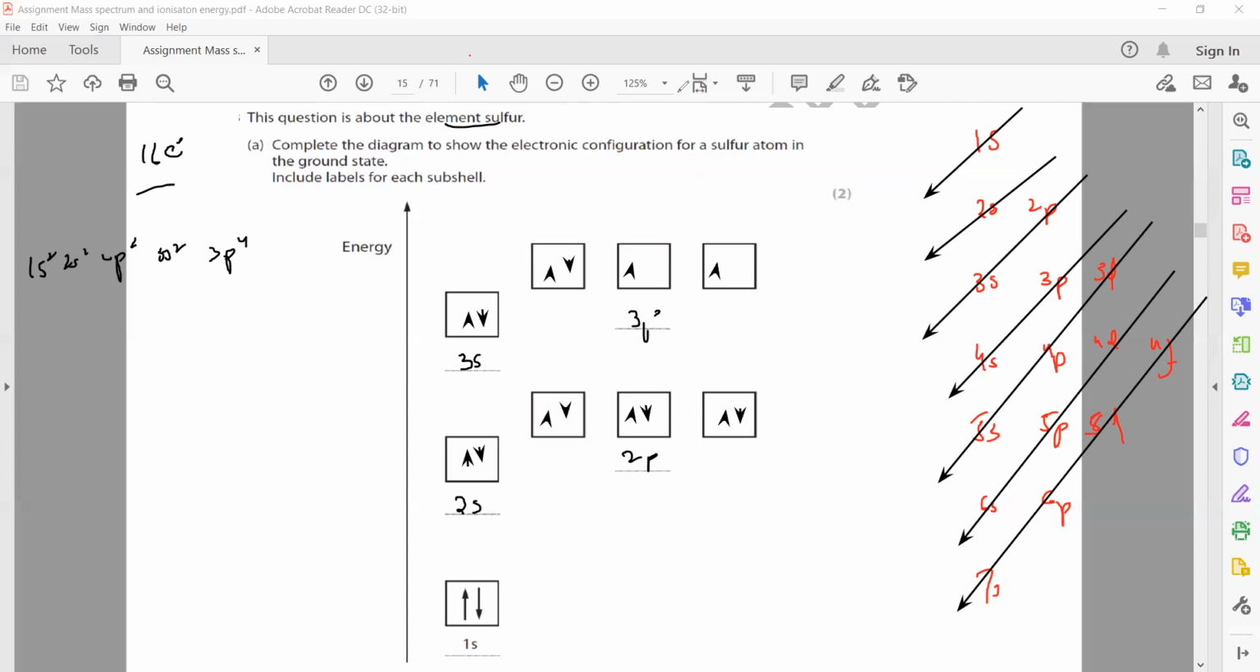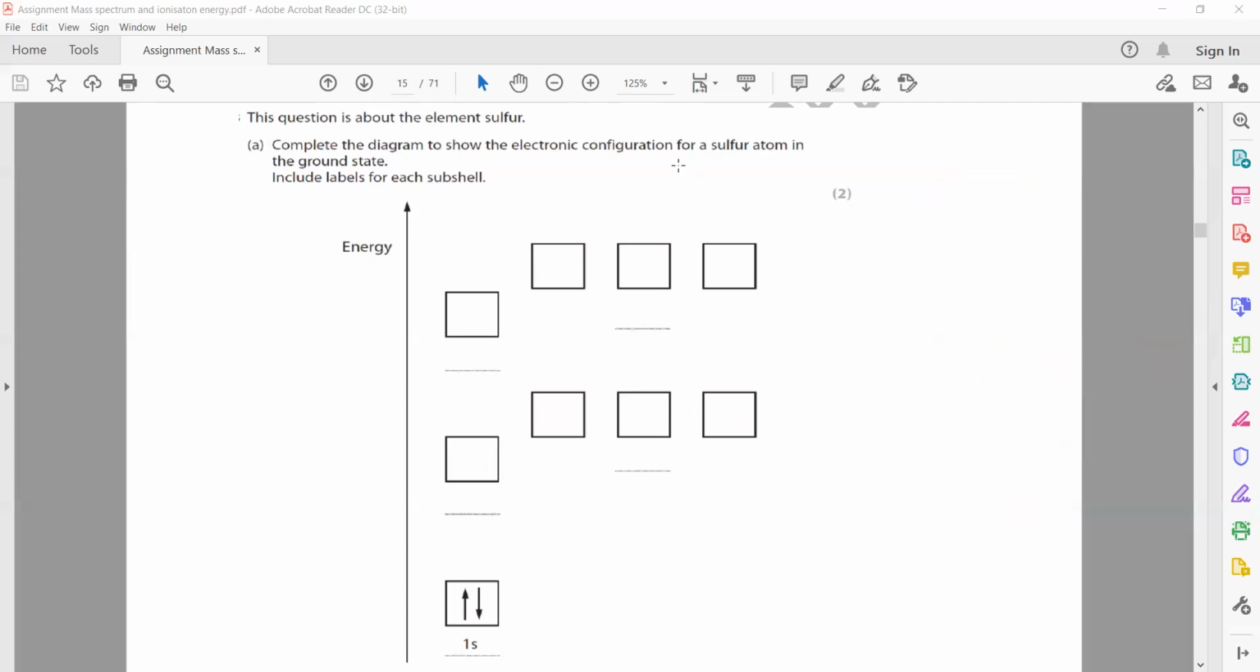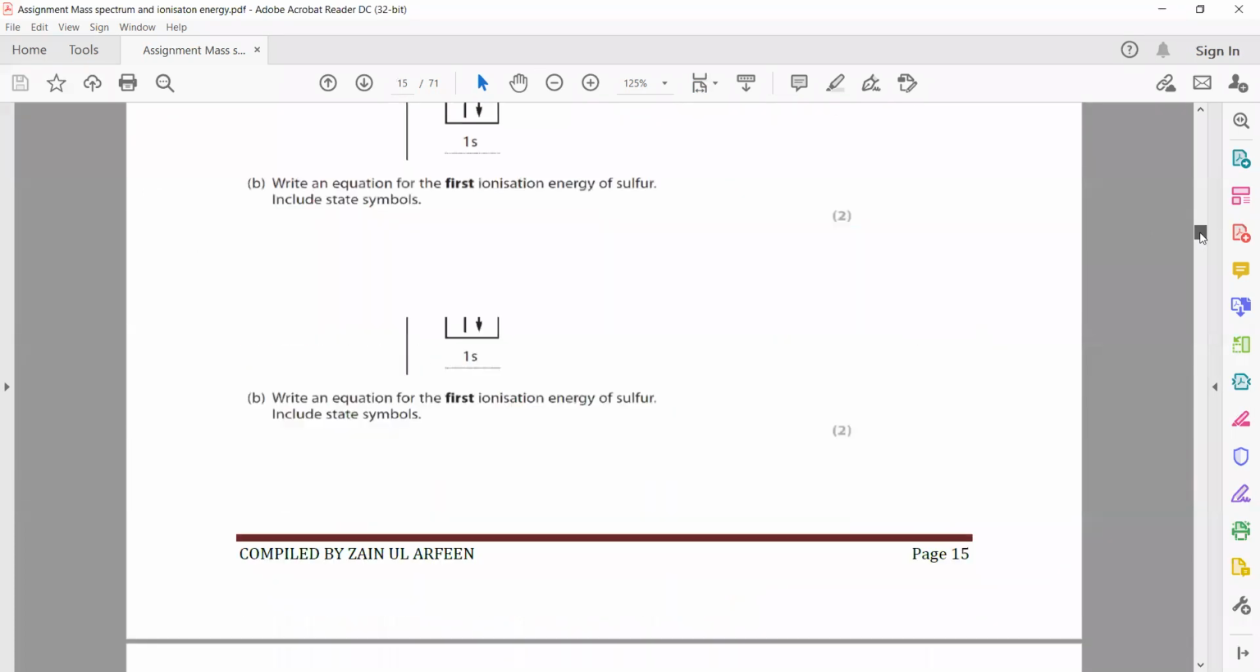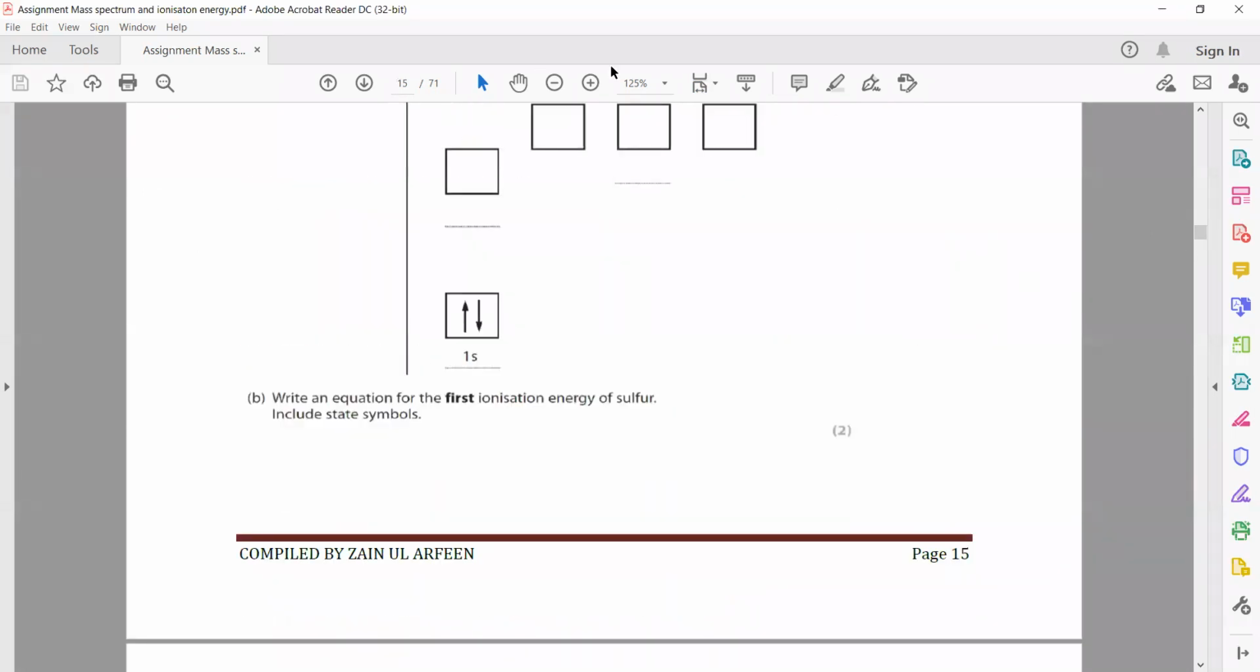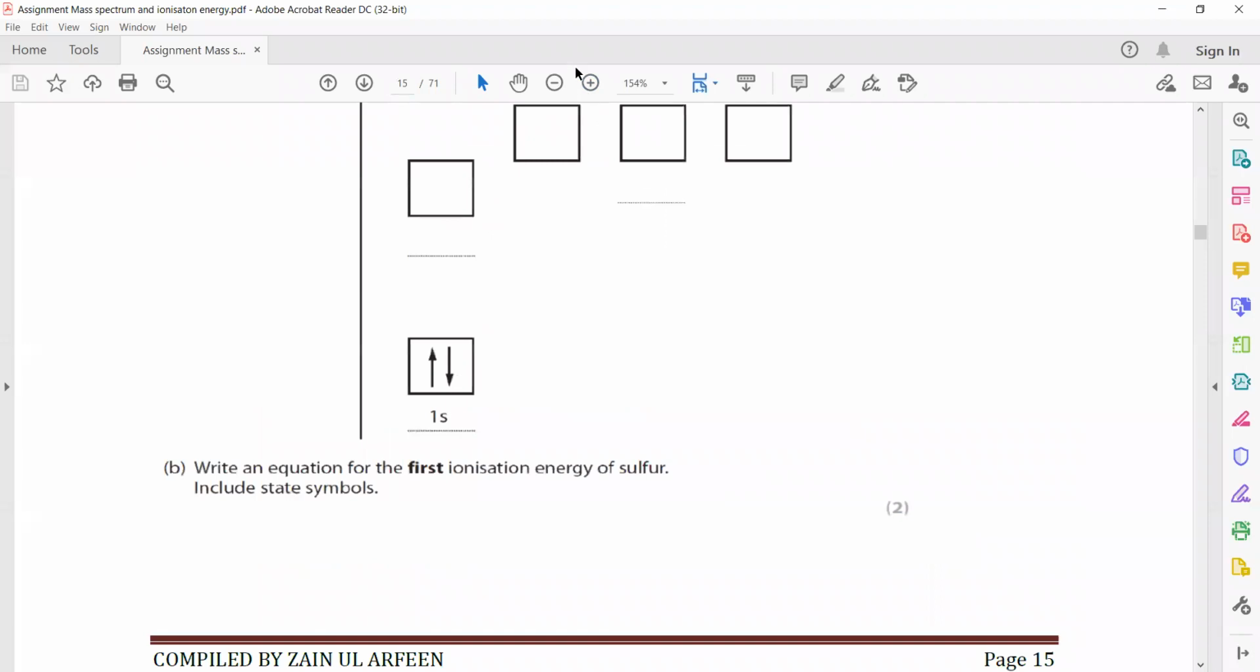That we completed the electron in a box model. Then write the equation for the first ionization energy of sulfur. First ionization is when an electron is removed from a neutral gaseous atom. It will always form a positive ion, and this is called the first ionization energy. One mark is for the correct symbols, and the second mark is for the correct state symbols.